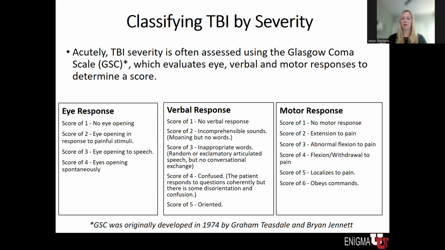Finally, there's a motor response, where a score of 1 means there's no motor response at all. A score of 2 is extension of joints to pain. A score of 3 indicates abnormal flexion to pain. A score of 4 is a more typical response to pain, so flexion or withdrawal from pain. If you were to put a painful stimulus toward the hand, it would flex inward to move away from the painful stimulus. A score of 5 indicates that they're localizing their movements toward the pain, and with a score of 6, they're able to obey commands. These are used to evaluate someone who has an acute injury.